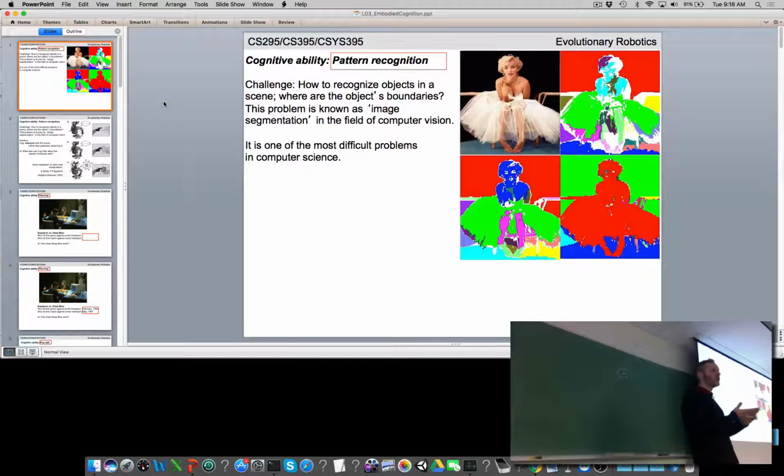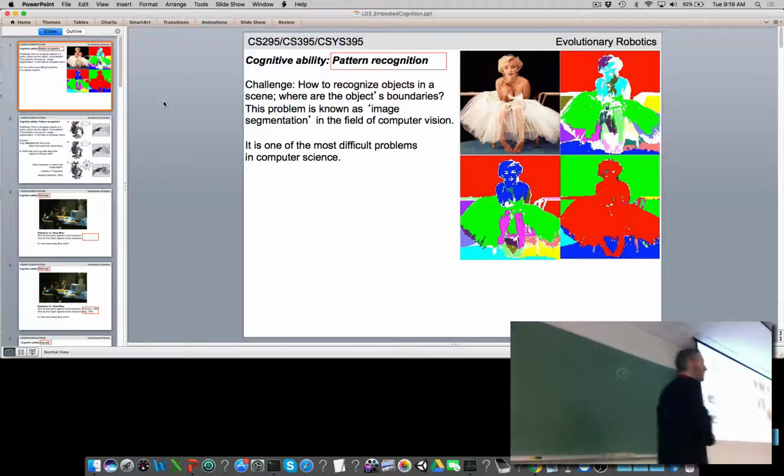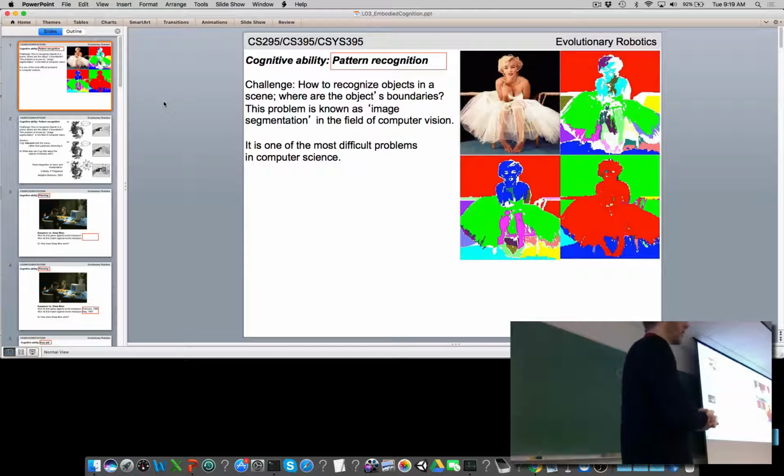Right? So what's one important building block of intelligence? Well, recognizing patterns. We just talked about deep learners, which are now pretty good at recognizing patterns. And they do so in a particular way known as image segmentation, or that's the name for it in computer vision. So I give you a picture of this person.